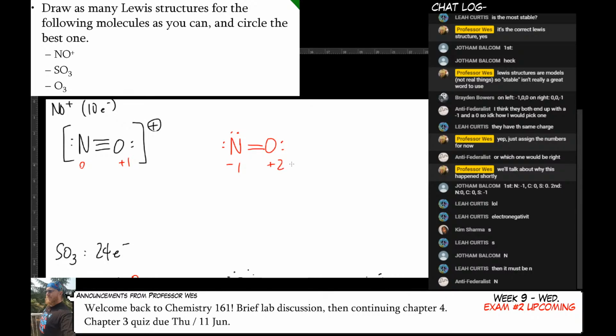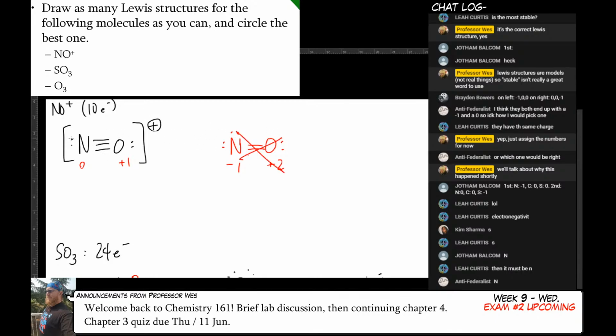Looking at my formal charges, that should be an obvious no-no. Why would I have a minus on the nitrogen and then positive 2 on the oxygen? That already doesn't make sense. If I can take some electrons, I should. So this is obviously no good.